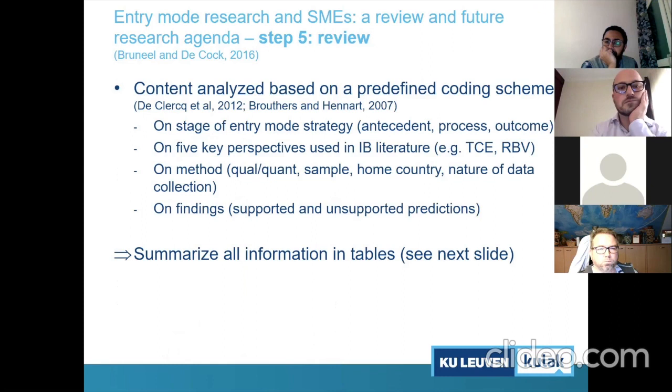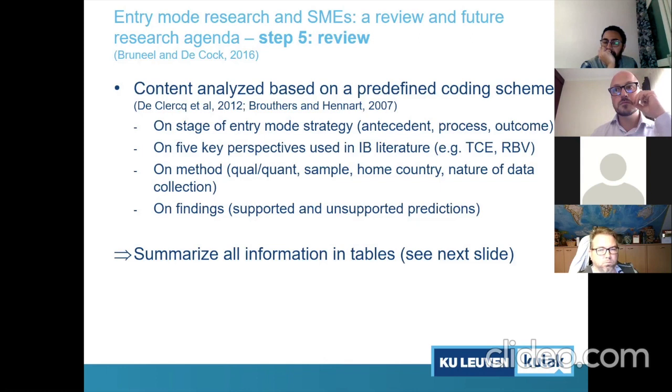Then the fifth step is the review. And here again, it's a method-based approach. Here again, we outline in the paper how we coded and how we analyzed the content of each of the 47 papers included in the analysis. Again, all the choices and all the elements that we focused on in our literature review are based on prior work. So for example, we used insights from de Klerk et al., and we used insights from Brothers and Hennart et al., in order to analyze these papers in a sound methodological approach.